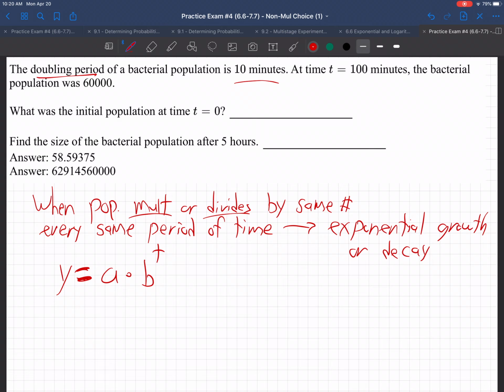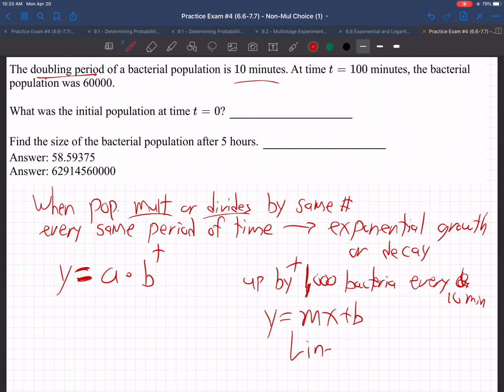And that's as opposed to, what if the population was just going up by, I don't know, 1,000 bacteria every day, or even every 10 minutes. So up by 1,000. Now that's adding. That's not doubling. That's adding 1,000. So that would be y equals mx plus b. That would be linear growth, not exponential. Do you see the difference?